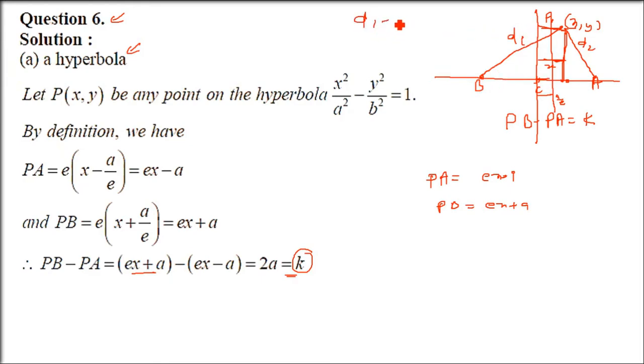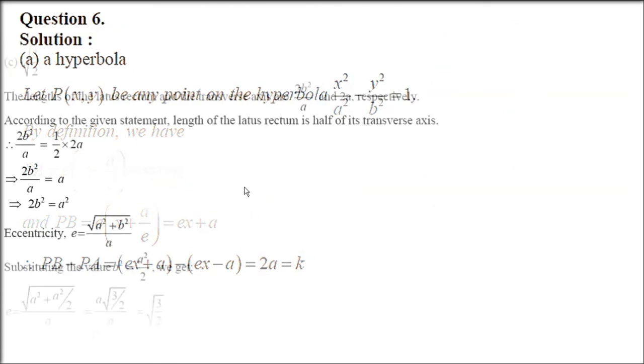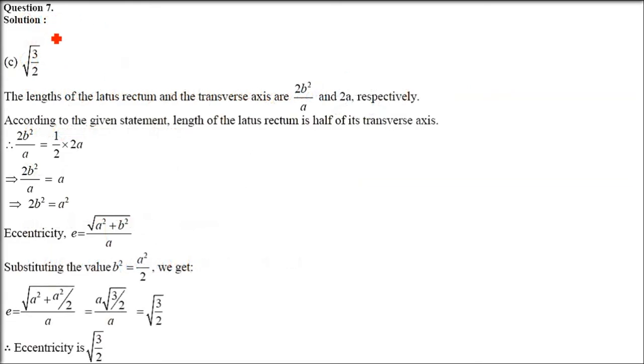So D1 minus D2, you can take the modulus because distance will always remain positive. So when it comes to 2A or K, we are dealing with a hyperbola. Let me tell you again, these two formulae, PA and PB, you need to remember.